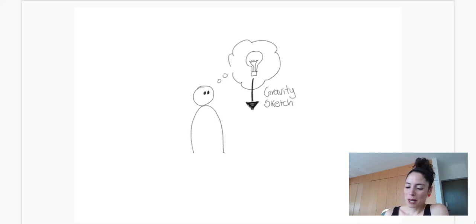And one really important thing to think about is that this was the first product that we launched, and it's the product that everybody knows us by. But another part of the ecosystem where Gravity Sketch exists is LandingPad.